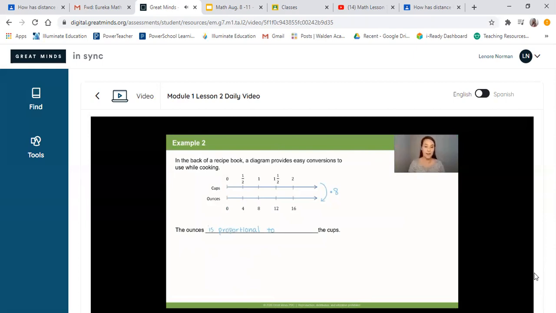If we wanted to write an equation to represent this proportional relationship, we need to define our variables. Let's have x represent the number of cups and y represent the number of ounces. Take a moment to see if you can write the equation that would allow us to find the number of ounces, y, for any number of cups, x.